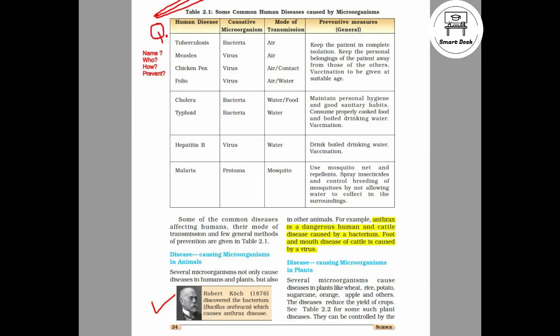In the chart, you will find some common human diseases caused by microorganisms. So we have encountered that a question might come in this way. It will ask, what is the name of the disease caused by the bacteria? Or it may ask, which microorganism causes tuberculosis? Or in what way does it get spread? And lastly, mention the preventive measure that can be taken in the case of chickenpox. In this way, questions can be encountered from here, so you need to learn it very nicely.